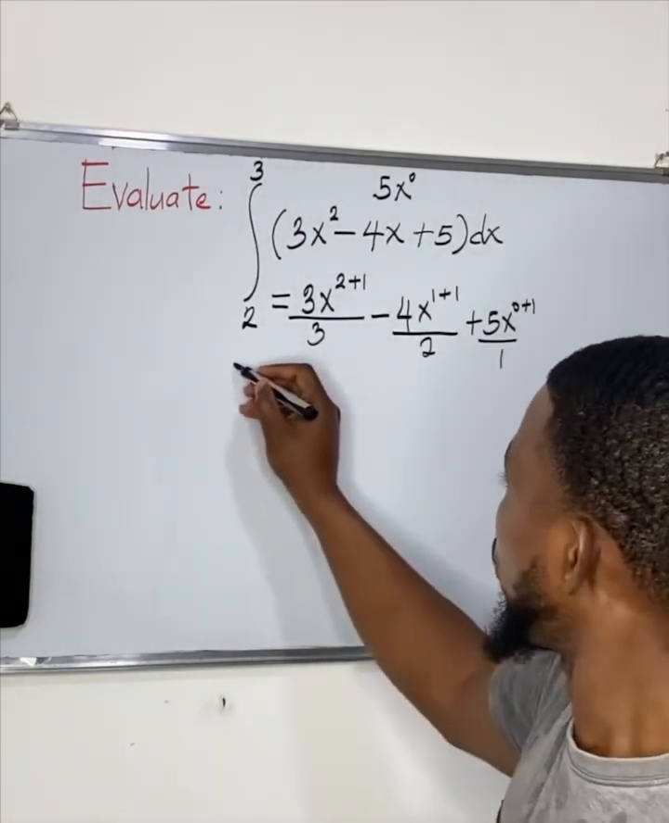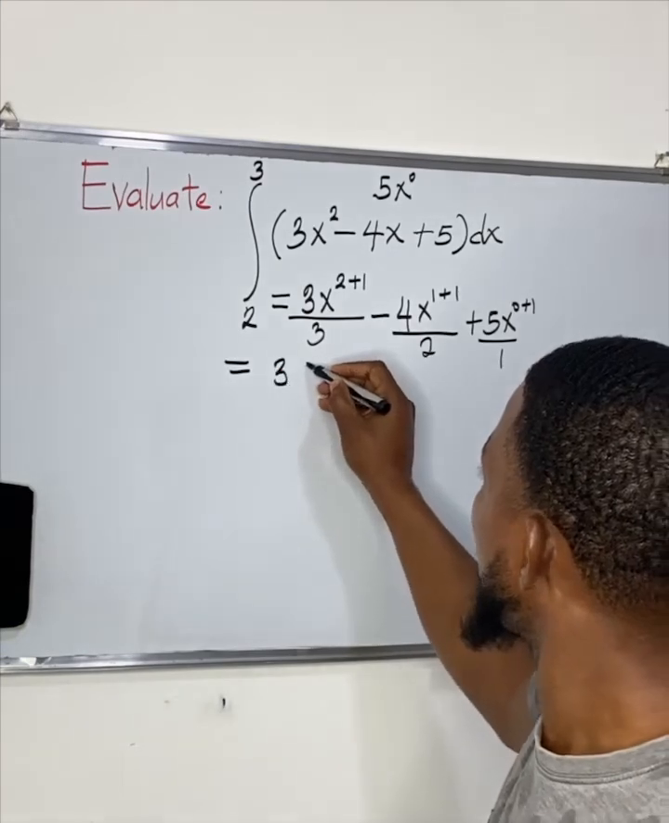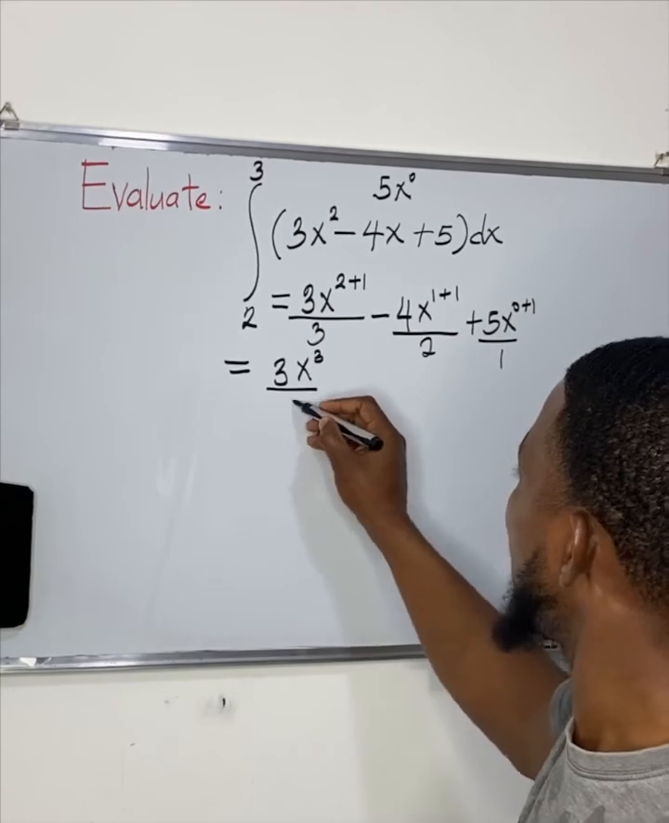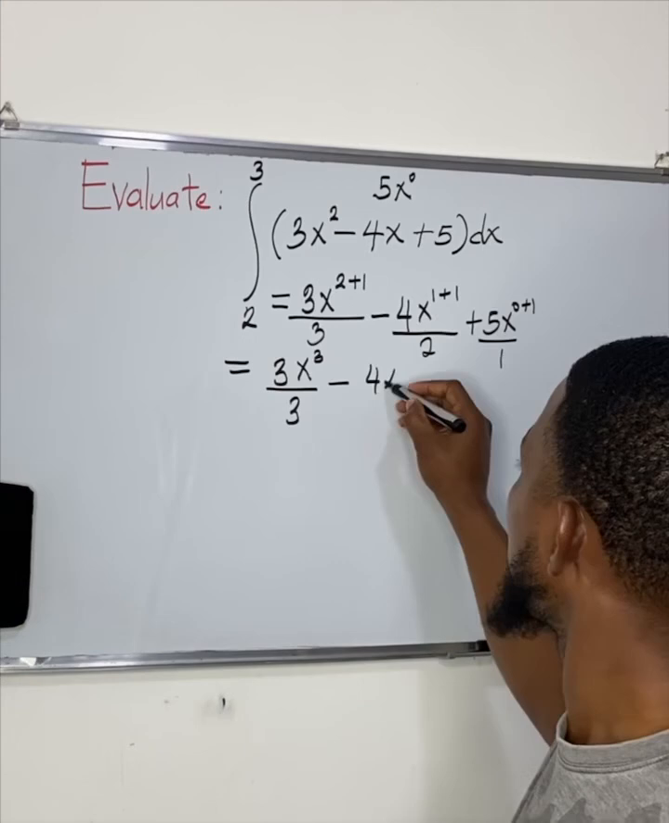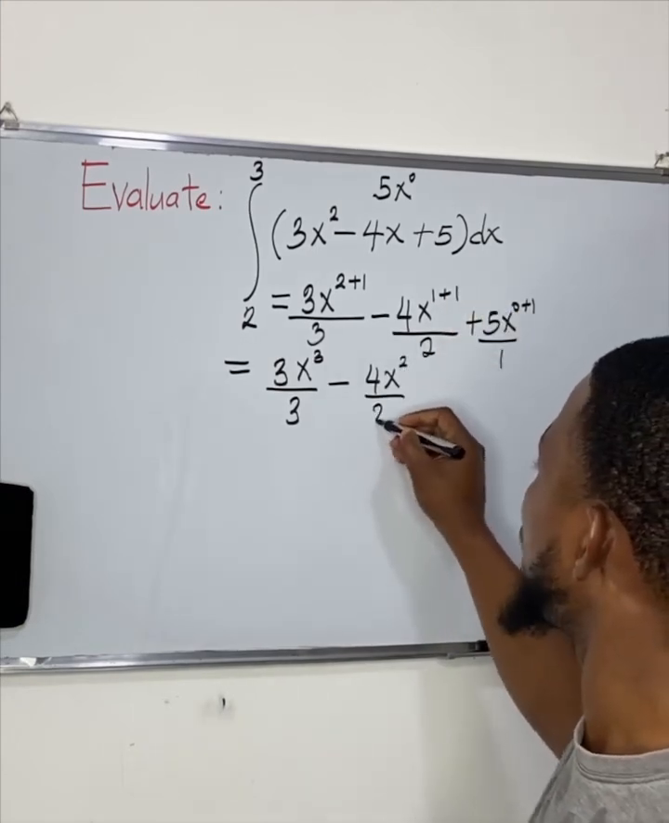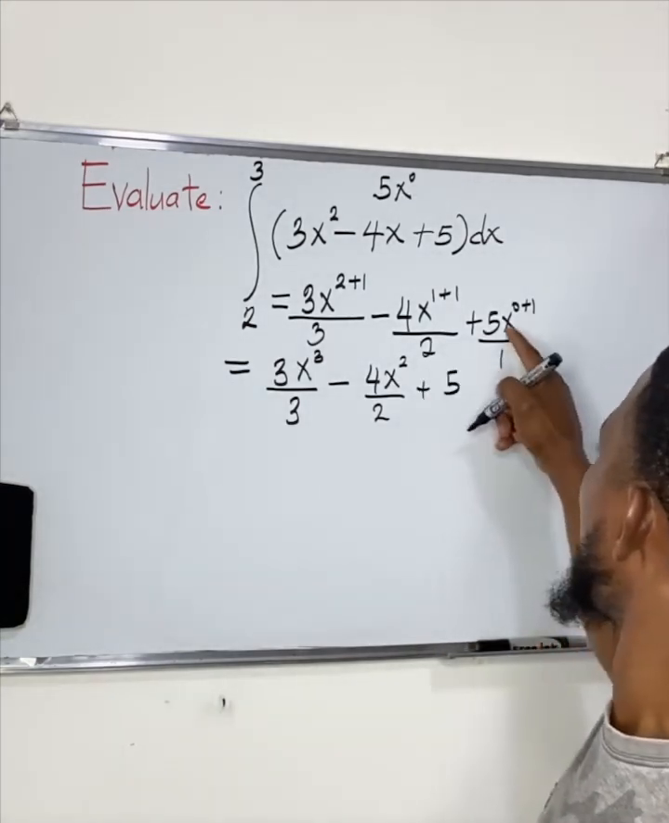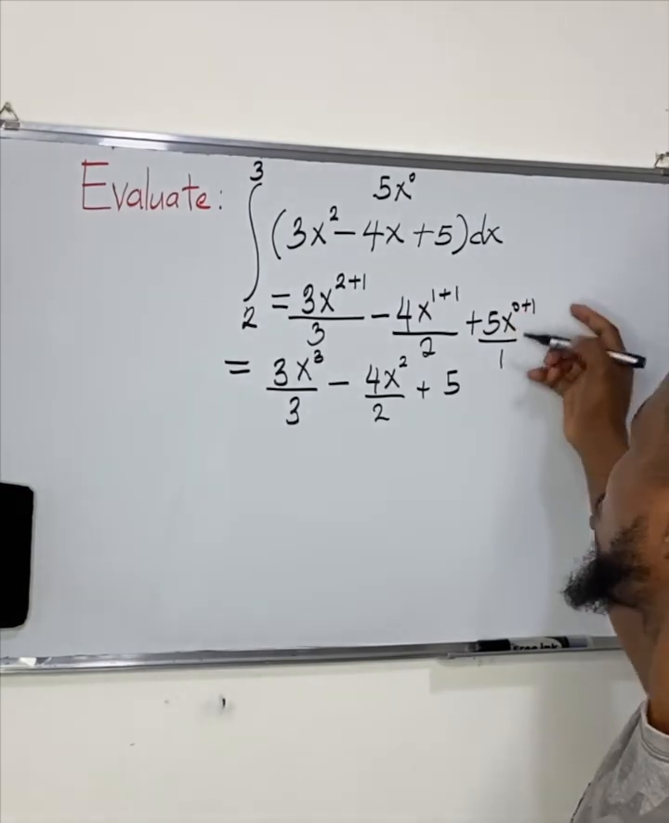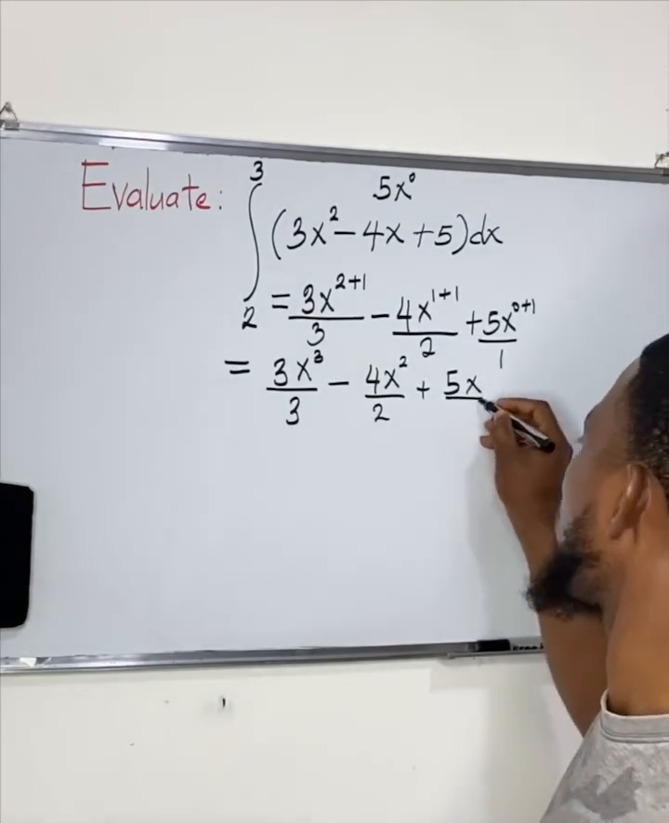Now, we have the power. So we have 3x to power 2 plus 1 is 3, divided by this 3, minus 4x, 1 plus 1 is 2, so this is x squared, divided by 2, plus 5. 0 plus 1 is 1, that means we have 5x raised to power 1, which is, x raised to power 1 is negligible, so we have 5x over 1.